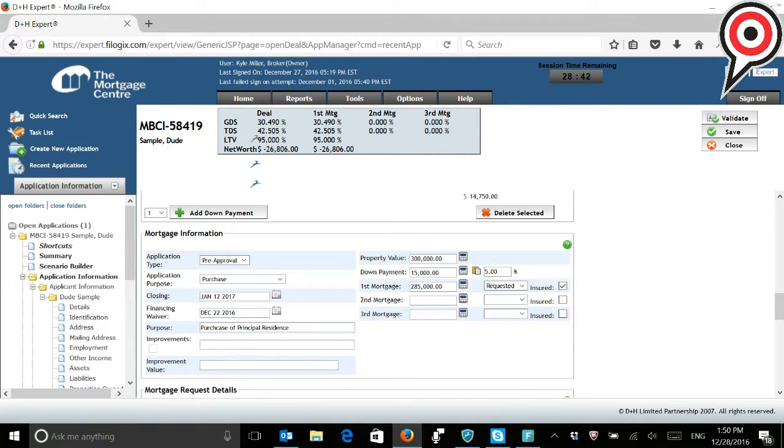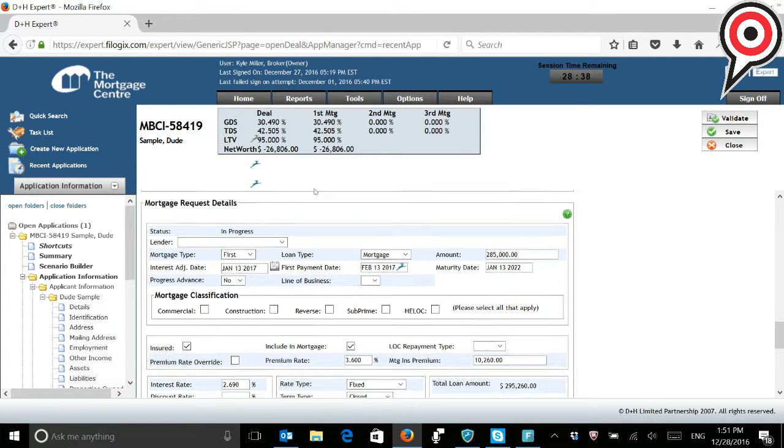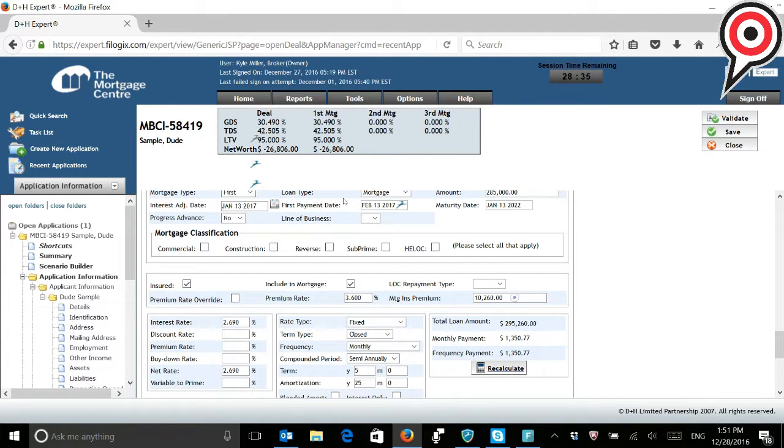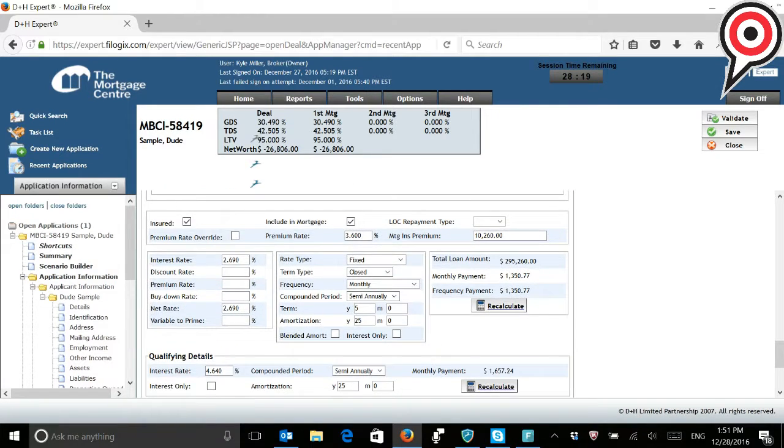$300 with the $15,000 down leaves him with a mortgage of $285. But again, because it's 5% down, we have to add in the mortgage insurance premium, $10,260. And again, you can see that's 3.6% of whatever you're paying. So obviously, the more you put down, the less that becomes, but it doesn't really change too much until you hit 10%. So using the interest rate at 2.69%, that's pretty well a going rate right now.